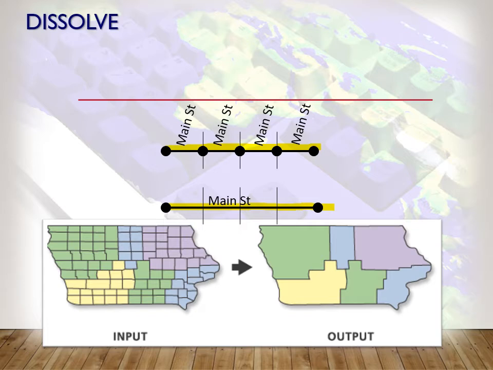Down here, we're looking at the state of Iowa. Maybe these are counties, I'm not quite sure. But let's just say that all of these in this color are the same, and all of these in this color are the same, etc. So the dissolve will basically make your data much more concise, and actually could save space because you have fewer features.